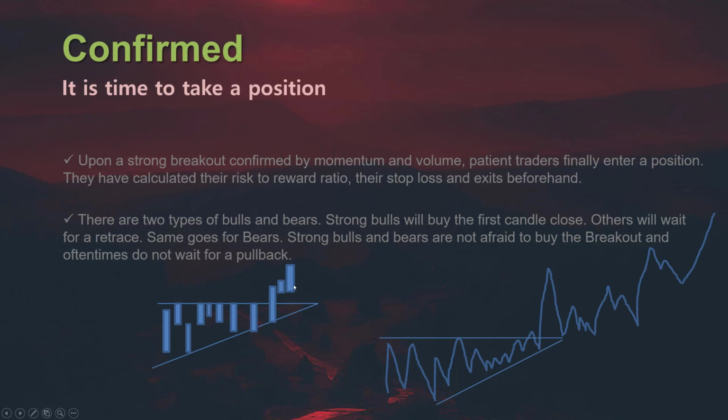So bears are strong and bulls are strong who buy on the candle close. The more conservative ones, the weak bears and bulls, wait for price to retrace back to the apex of the initial breakout, and they buy there, and price may go sideways a little bit like this and then eventually climb up. Okay, so there are two ways to do this.